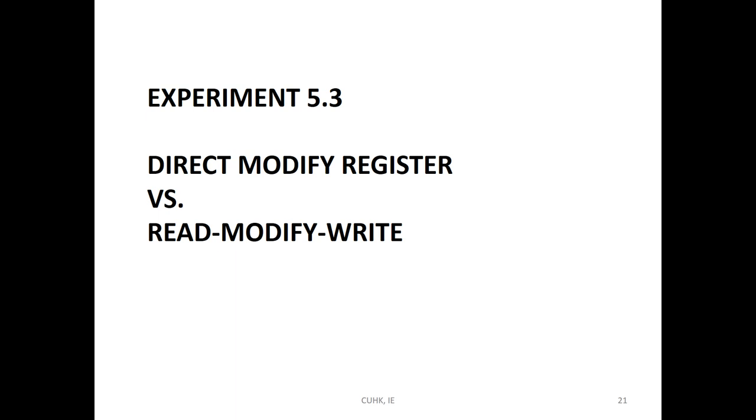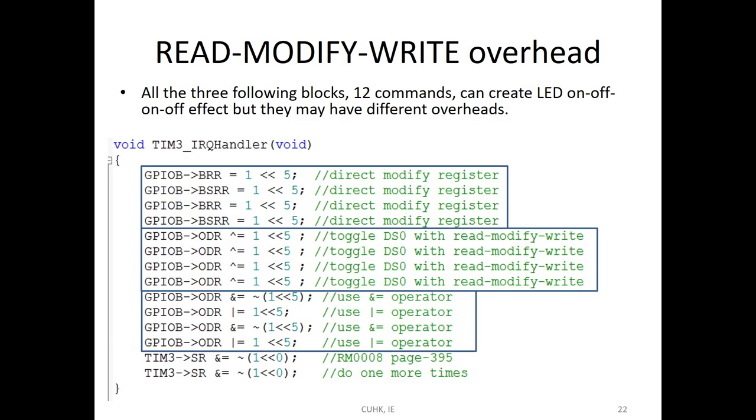Okay, now 5.3, where we'll show you how to modify an address directly. This is actually the last one I told you about. Now, this handler in this program, whether it's a handler or not is not important. We'll have three portions. Portion 1 uses BRR and BSRR. Portion 2 uses exclusive or. Portion 3 uses and-equal and or-equal. Then we just toggle the LED.